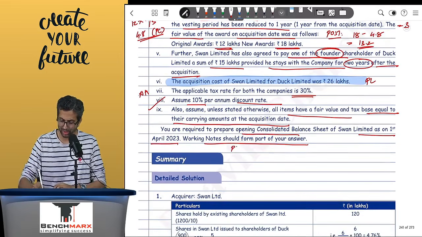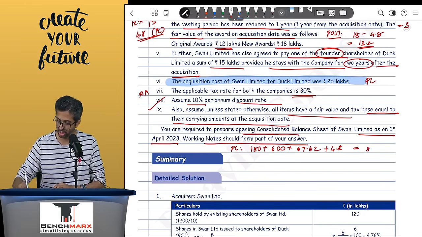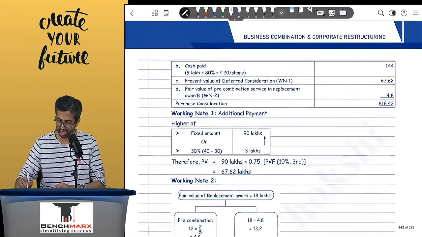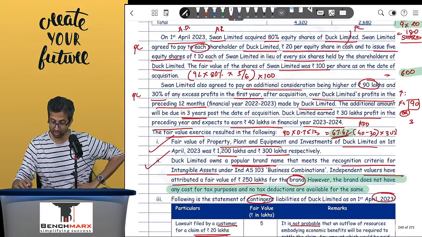So basically, if I go to see, your PC will be 180 plus 600 plus 67.62 plus around 4.8. So if you take all of this, what is this? 780 plus 67.62 plus 4.8, which comes to what? 852.42. This must be your PC. If you go to see, ideally this should appear. I think I missed a small point over there.